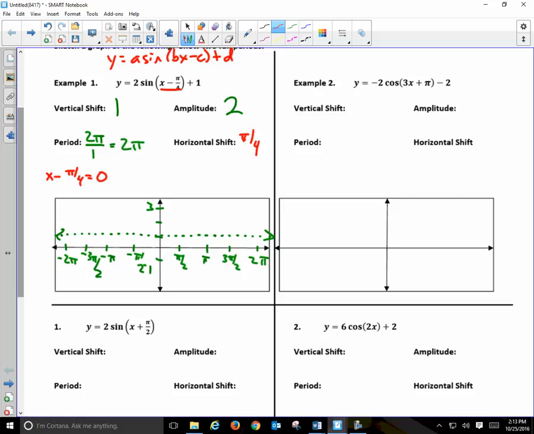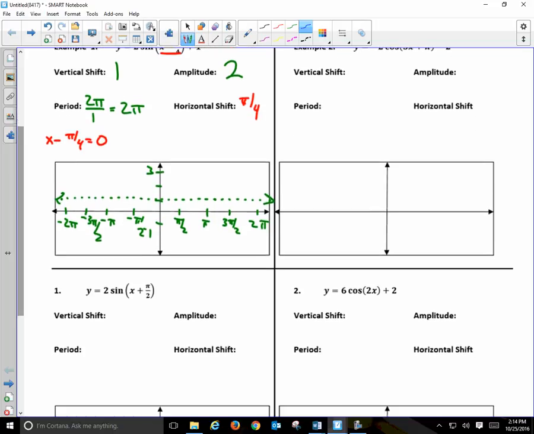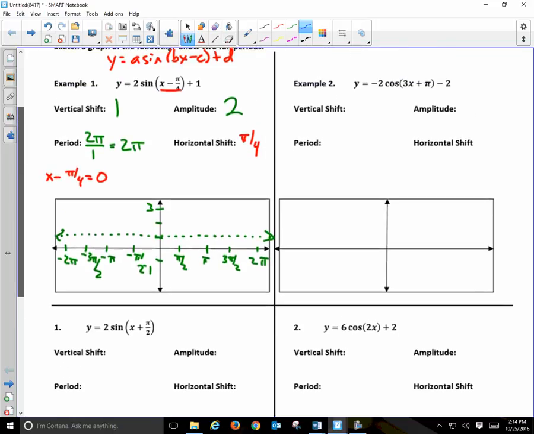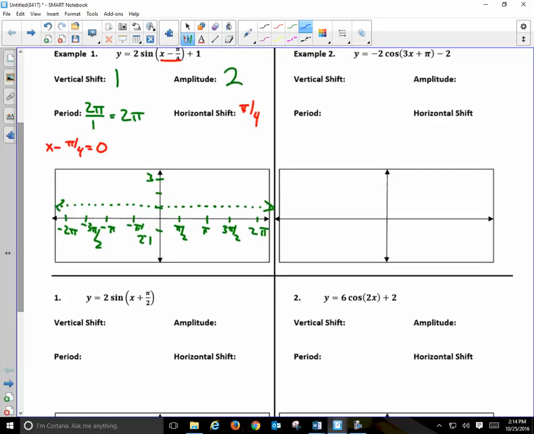So my recommendation to you is to first sketch a ghost graph. I'll sketch the graph without the horizontal shift. You take this inside piece, the piece that's in parentheses, you set it equal to 0 and you solve. So if you add pi over 4 to both sides, you get x is equal to pi over 4. That is correct.